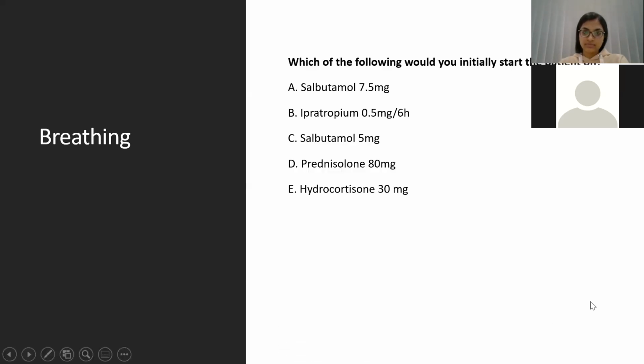Now this is a bit more if you're more on like phase 2 in clinical years, but even if you're not, why don't you guys have a go? Which of the following would you initially start the patient on? So you got a patient who's breathless. He's using his inhaler 15 times a day. The ABG showing respiratory acidosis. Given what you're thinking, what would you want to start him on?